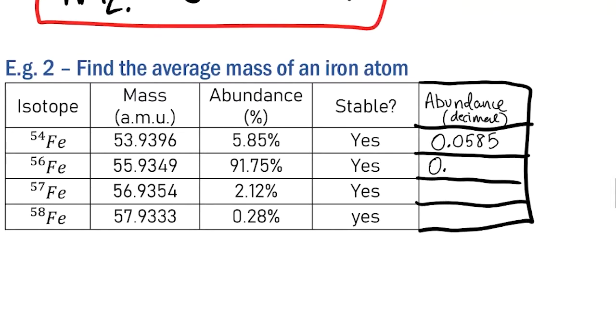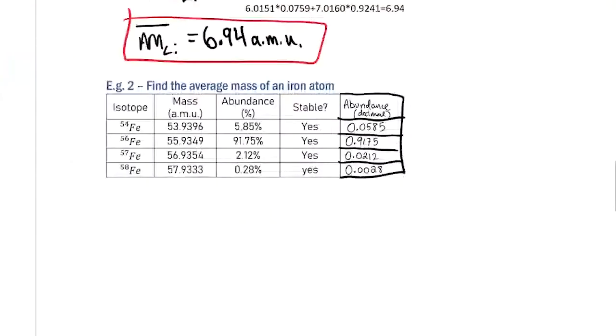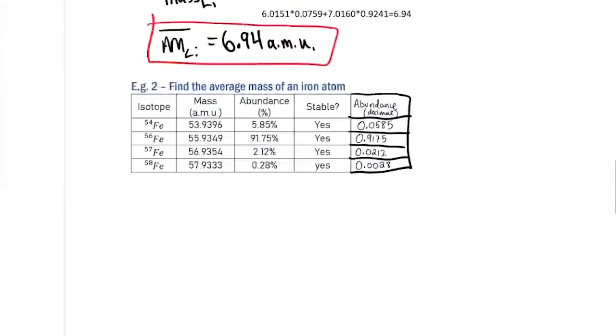What does 91.75% become? That's right, 0.9175. And 2.12%, 0.0212. And lastly, 0.28%, we have to be careful here, 0.0028. And there we go. So now finding the average atomic mass is kind of clunky, but it's not a big deal. We're more than capable of doing it.